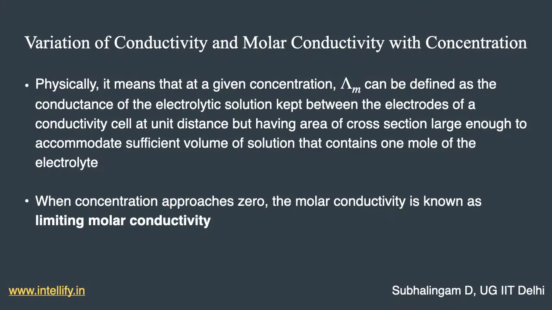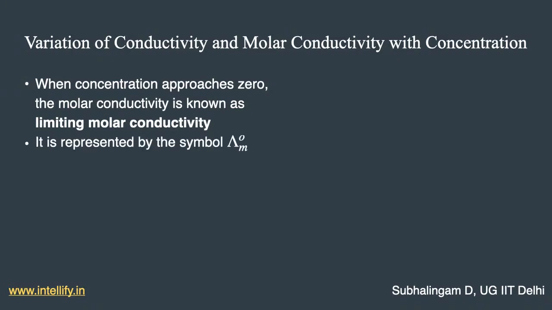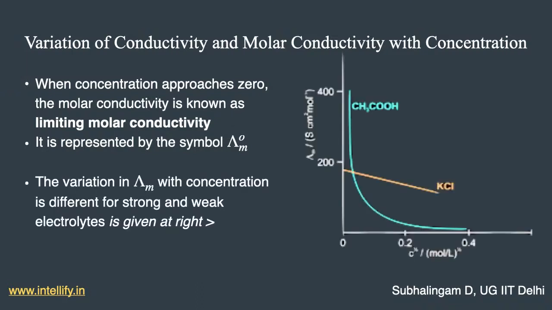When concentration approaches 0, the molar conductivity is termed as limiting molar conductivity. So when the limit of concentration tends to 0, we say it is limiting molar conductivity. It is represented by the symbol lambda naught m. The naught on the top represents limiting. So lambda naught m is limiting molar conductivity, and the variation in lambda m with concentration is different for strong and weak electrolytes, and it's given to the right of the screen.